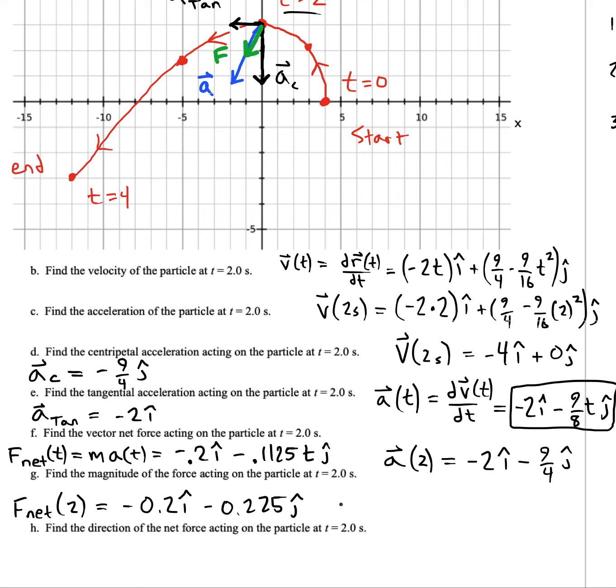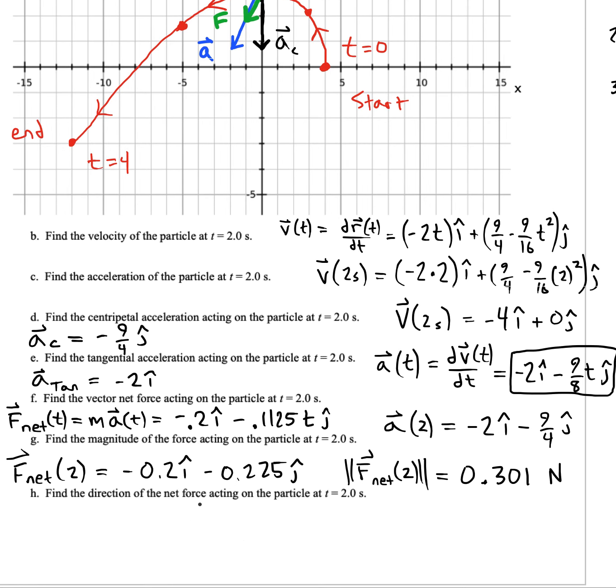Okay. So that's the vector version of it. If we want the magnitude of it, yeah, I should have arrows on these heads here because these are vectors. But when we want the magnitude of it, just take the square root of the squares of the components. I get 0.301, and the units will be newtons.